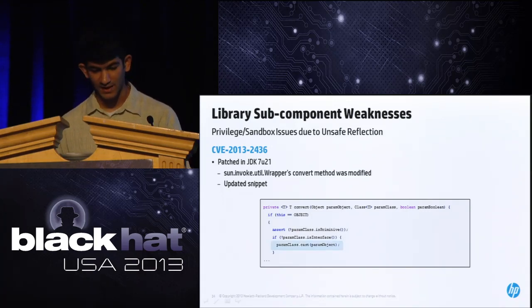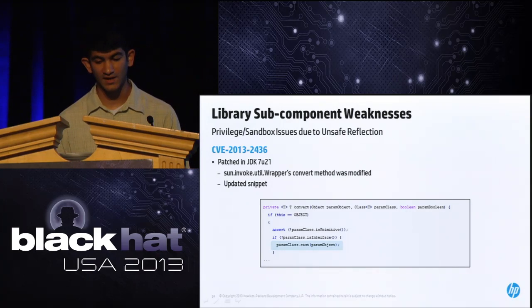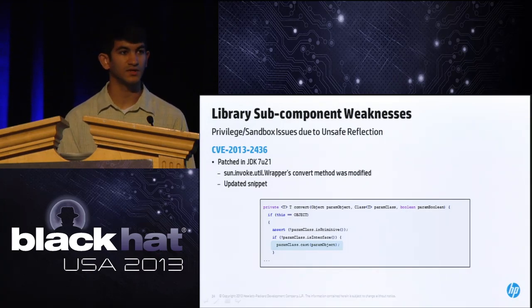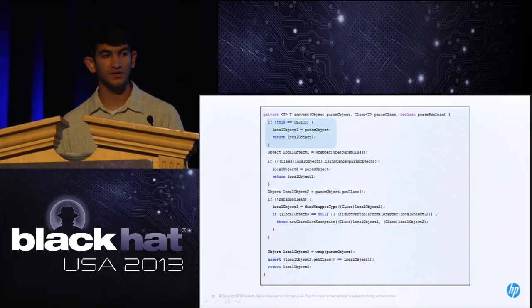And they did that by adding this assert and this if check, where if the parameter class is not an interface, we'll cast our object to the given class. Here we can see the original version where you can clearly see that there is no if check. As a result of the patch, if you were to try to run the aforementioned POC, it would result in a ClassCastException.